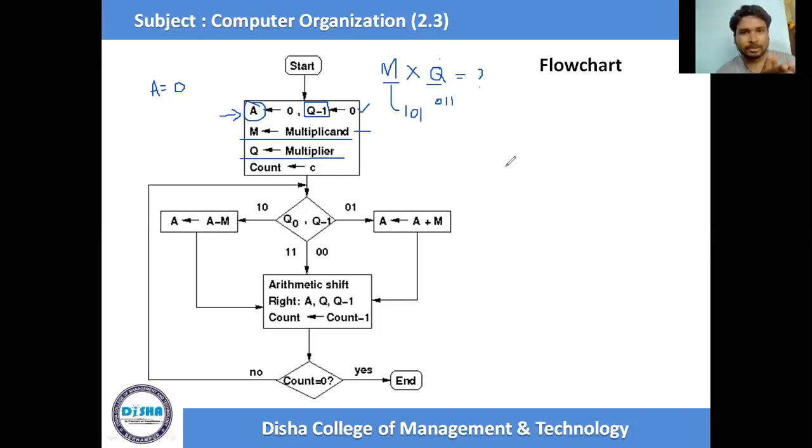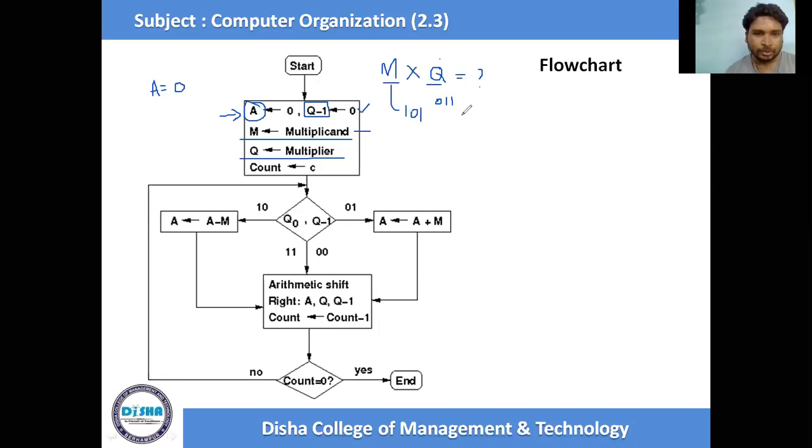Then the next question is how many steps we are going to perform in this Booth's algorithm. It completely depends on the number of bits of M and Q. In this case it is a 3-bit number, so we have to do three steps of Booth's algorithm.